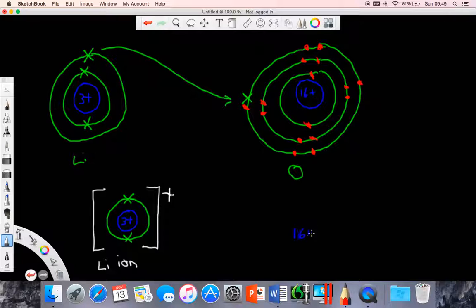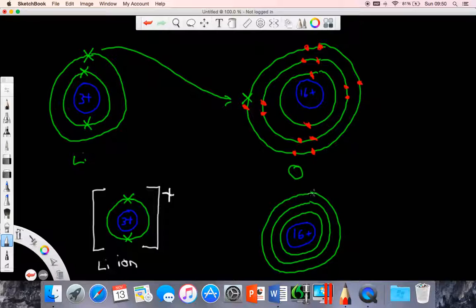So much like we've done before, they have 16 protons in their nucleus. If we start drawing out our shells, we've got 1, 2, 3. I haven't left myself a lot of room here to do this, so you have to just bear with me. It has 2 electrons in its first shell, so 1, 2. It has 8 in its next shell, and originally it had 6 electrons in its outer shell.